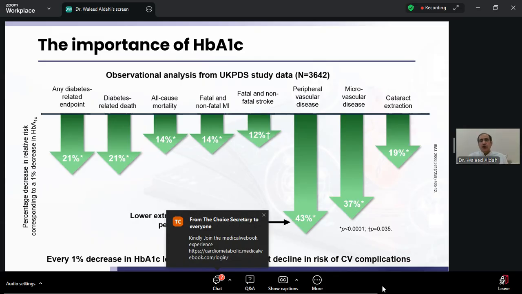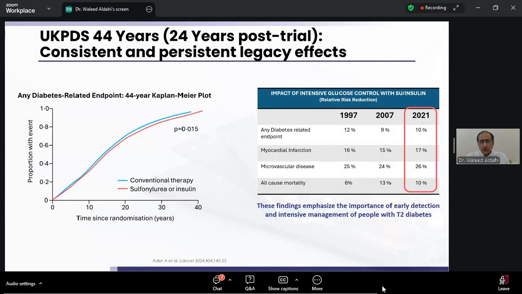So we know when you control your patient early, as in the UKPDS, you actually lead to a decrease in these complications. We also know it from following up these patients from 97 to 21, that this reduction in mortality and cardiovascular disease is actually persistent after many years. So this is very, very reassuring to tell our patient that if you control your disease early, you get the legacy effect of the control early in the disease.